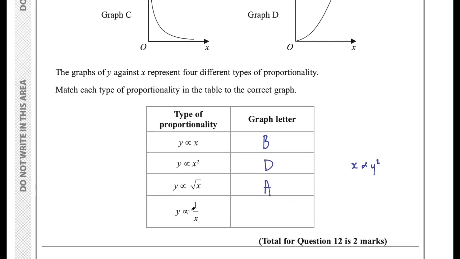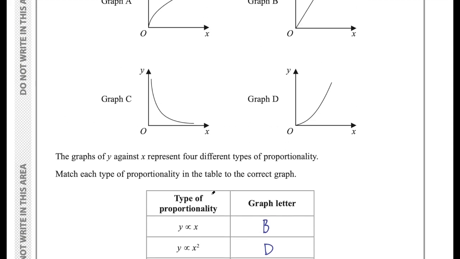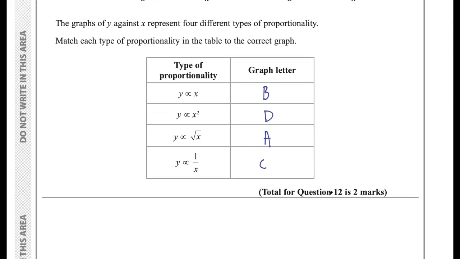And then the last one is y proportional to 1 on x, or another way of saying this is y inversely proportional to x. This is saying that as x increases, y decreases, and vice versa. So as x decreases, y will increase. And well, by process of elimination, we're left with graph C, but we can also see this is correct because as the x values get larger, y is getting smaller, and as the x values get smaller, the y values are getting larger, just as we would expect with an inverse proportion. So the last one there is graph C, and that was question 12 for a total of 2 marks.